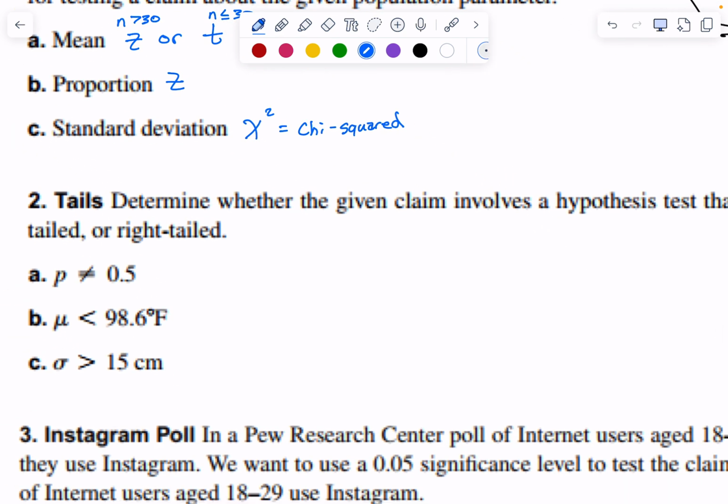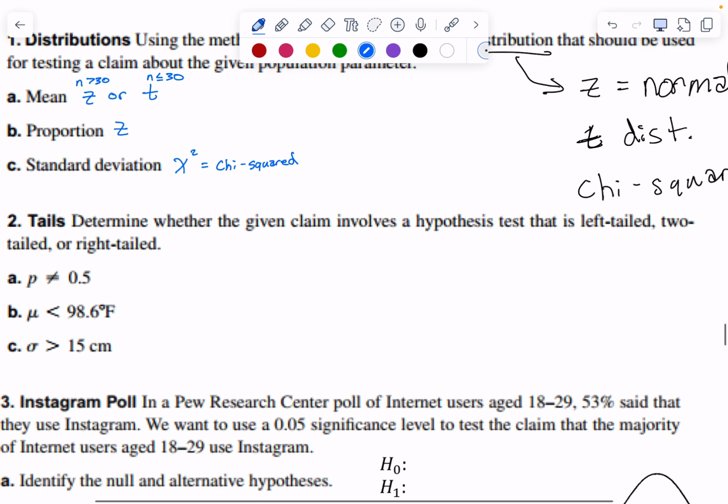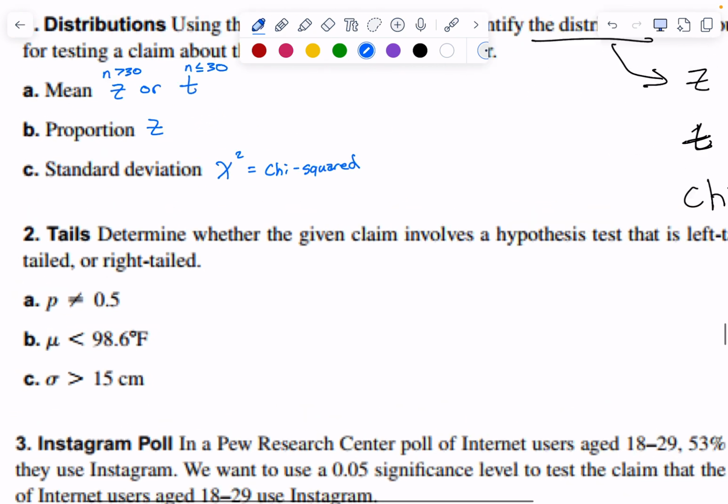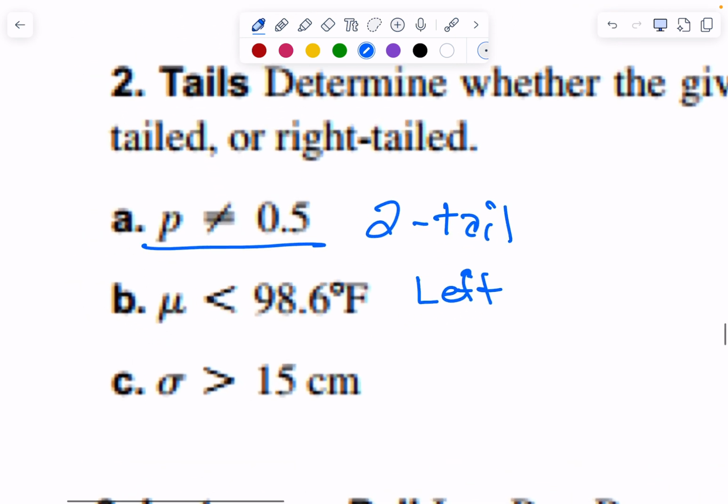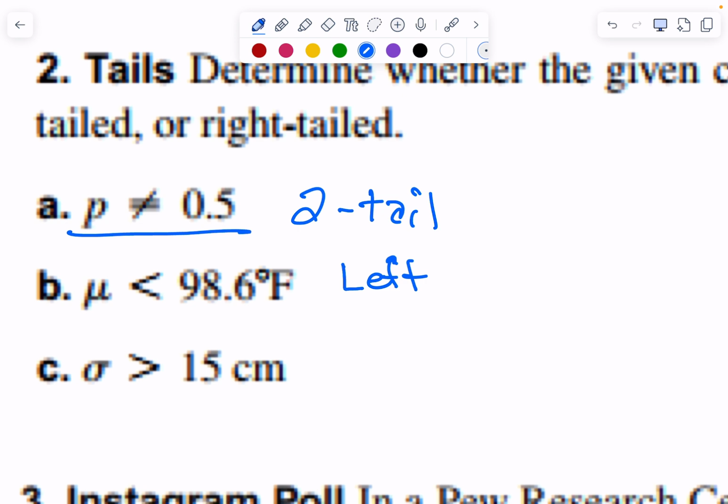Okay, number 2. Determine whether the given claim involves a hypothesis test that is left-tailed, right-tailed, or two-tailed. If you're claiming that it's not equal to 0.5, do you do left tail, right tail, two tail? Two tail. If you're saying less than 98.6 and that's what your claim is, you are doing a left tail. Sigma is greater than, that's gonna be a right tail.